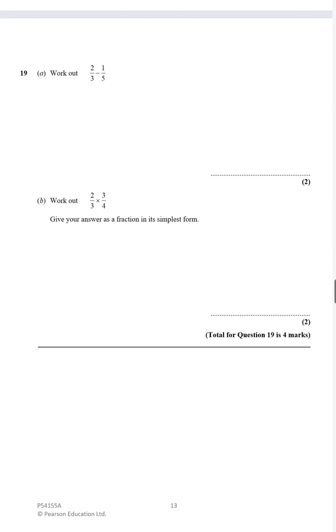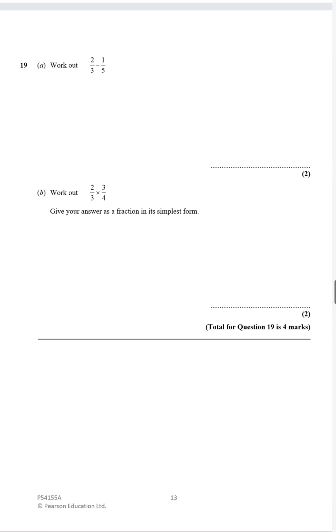Question 19, fractions. Work out 2 over 3 subtract 1 over 5. When I'm adding and subtracting fractions, I need the same denominator. My lowest common multiple of 3 and 5 is going to be 15. I'm going to set both my fractions up like so. To make my first fraction to 15, my denominator is currently 3, I need to multiply it by 5. My numerator is 10. To make my second fraction to 15, I need to multiply it by 3.